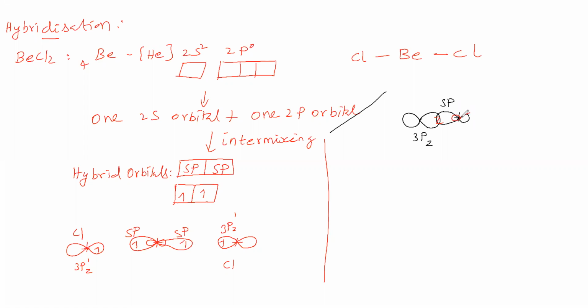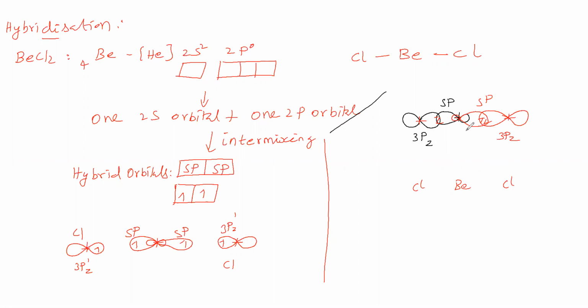This is the small lobe, and this is the big lobe. Then it is the sp orbital of beryllium, and then the 3pz orbital of chlorine. Then the overlapping occurs, and two electrons are present here. Like this the overlapping is possible. Here is the nucleus of beryllium, and here the nucleus of chlorine.